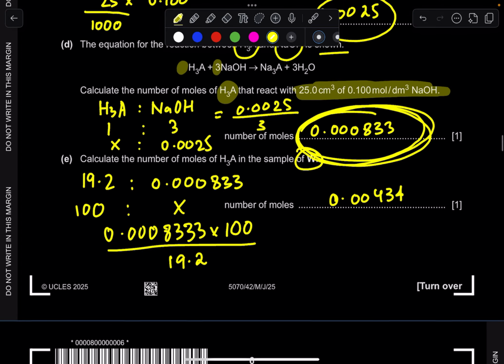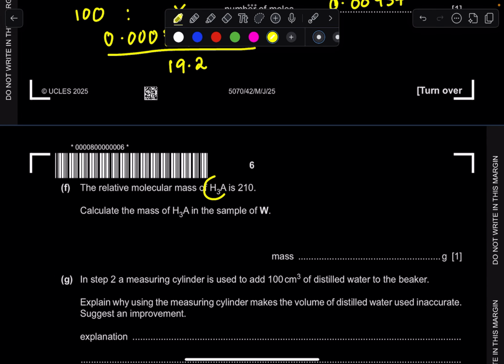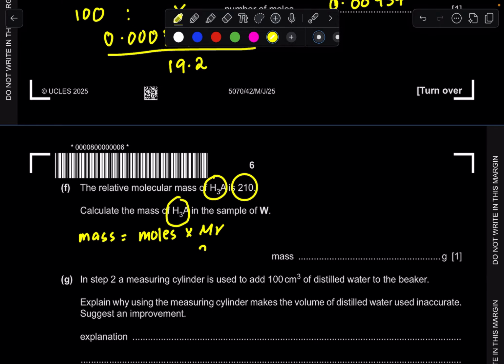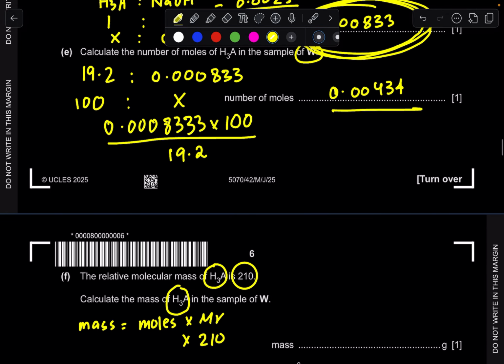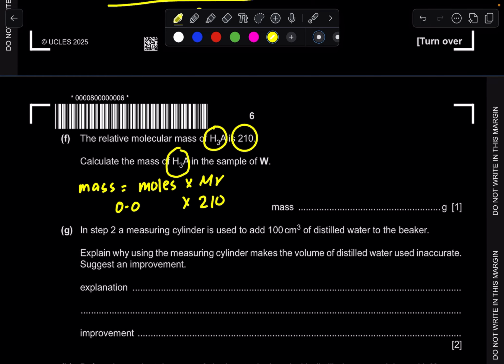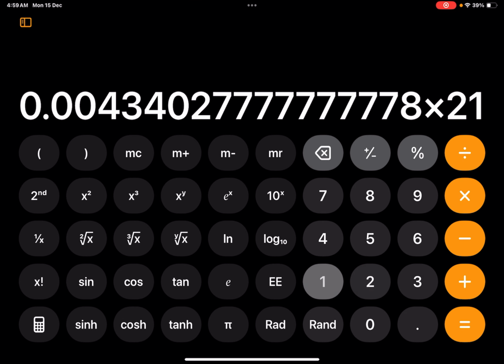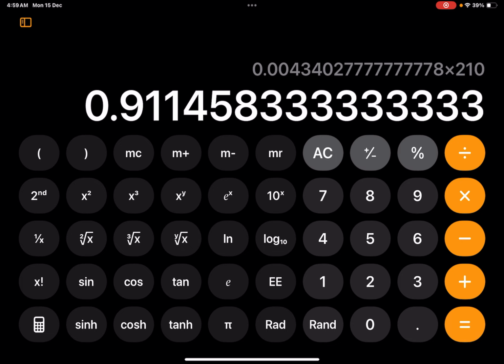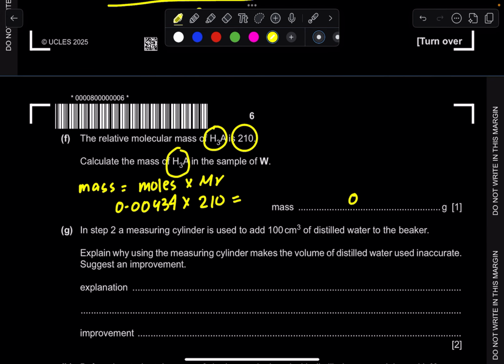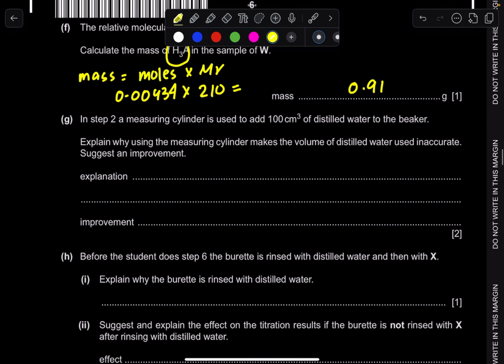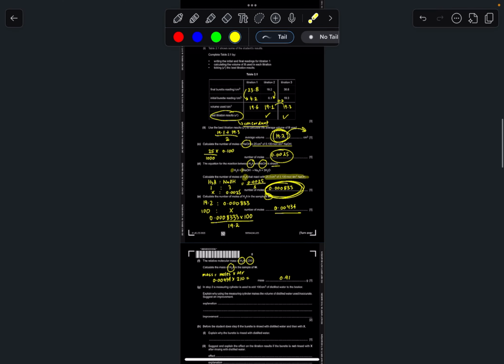0.00434. Done. Okay, the relative molecular mass of H3A is 210. Calculate the mass of H3A in the sample of W. Okay, so the mass formula is simple. Mass equals my moles multiplied by my Mr. My Mr is 210 and my moles were 0.00434. So my answer comes out to be 0.91 grams. Simple.